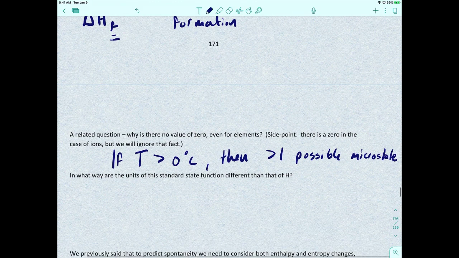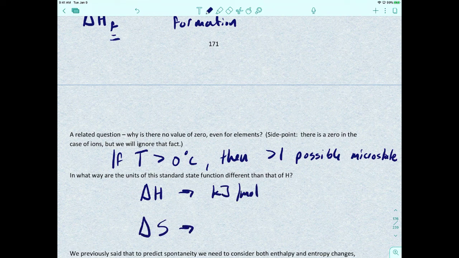Okay. Now, in what way are the units of the standard state different than that of enthalpy? Remember that enthalpy, we measured in kilojoules per mole. For entropy, we're measuring this in joules per kelvin mole. So not only is it going to be temperature dependent, but it's also going to be a smaller value. Now, earlier I said that in order to predict the spontaneity of a chemical reaction, we needed both the enthalpy and the entropy to help us determine that.